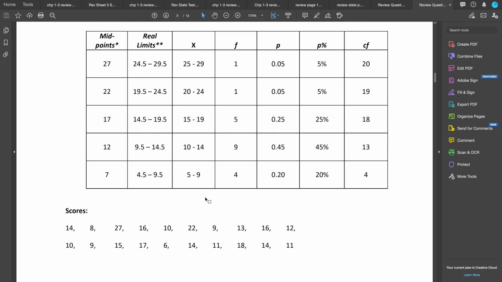The 20 scores are listed below, and they're fit into these. Here's your midpoints on the left. They're fit into these real limits, okay? By putting real limits, all we're doing is we're making sure that everything fits into a category and nothing fits into 2 categories or intervals, okay?